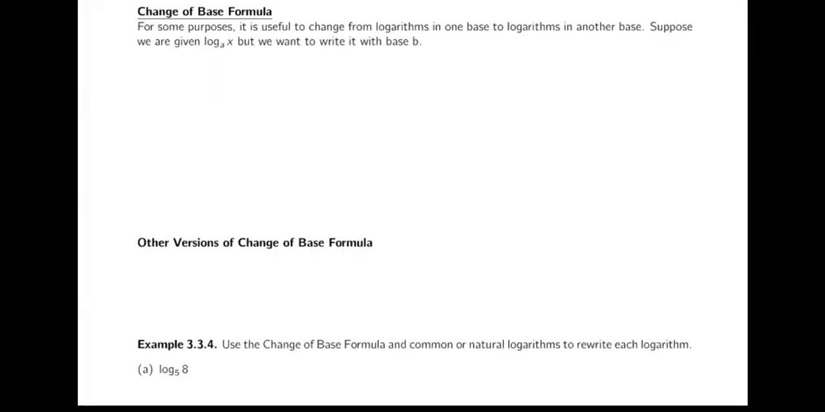The last thing we need to talk about is what we call the change of base formula. The change of base formula is useful when, say, we have a quantity log base A of X, but I really want to write that quantity as another log base. I don't want to use base A. I want to write it with a different base.